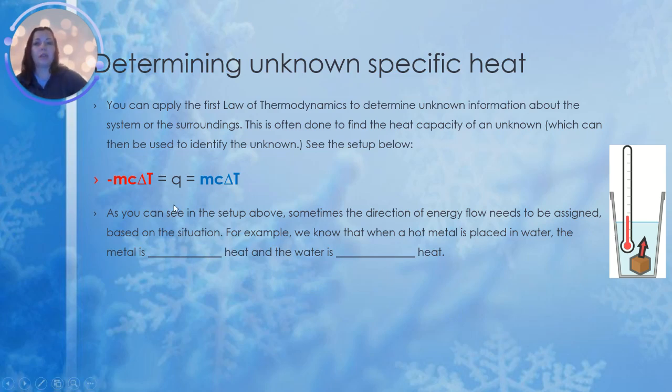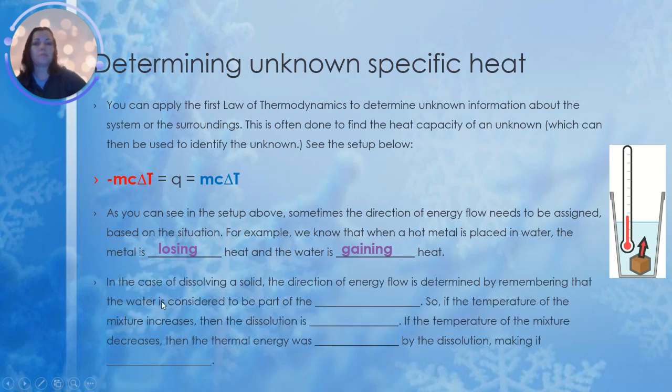So if you look at this setup, if we apply the direction of the energy flow based on the situation, we would know that the hot metal would have a negative sign because it's losing heat, and the water would have a positive sign because it's gaining heat. So you can see that here. I put hot as red over there, it's losing heat, and cold as blue, it will gain heat.